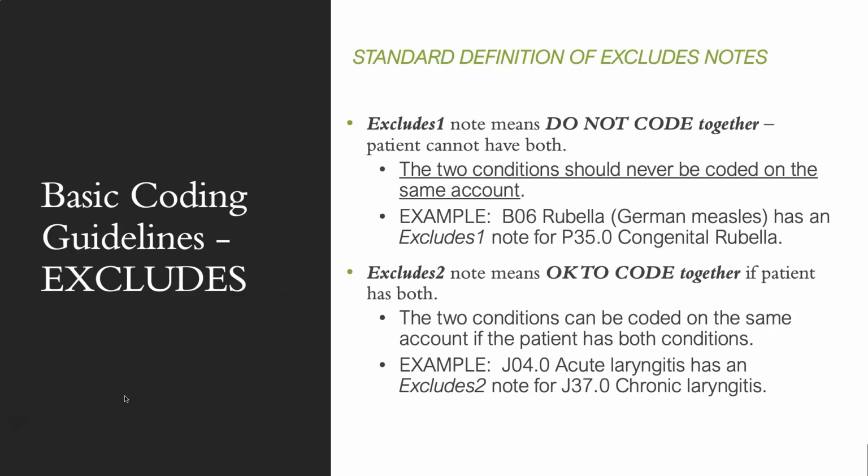Excludes 2 means it's okay to code them together if the patient has both. The odds are the patient will not have both, but it is possible that they could. And if they do have both, then you can code both. So that's what Excludes 2 means. So you just need to be aware of those definitions because when you're working in the tabular and you see that, you need to know if it's Excludes 1, don't code those together. If it's Excludes 2, you can code them together if the patient truly has both. Odds are they won't, but they could potentially. And in that case, an Excludes 2 means you can code it.